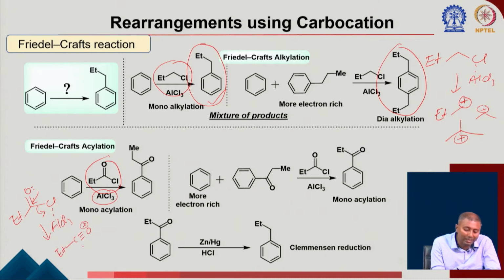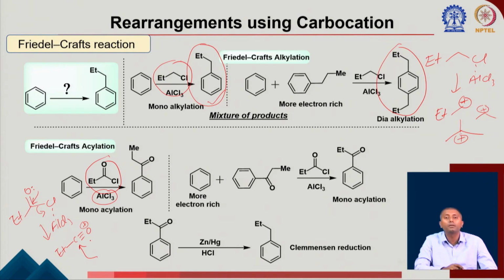So this is called acylium ion. So it is forming this acylium ion. So now this benzene ring can come and attack here. Okay. Now you can see there, once you form this first acylation product, what is going to happen next?